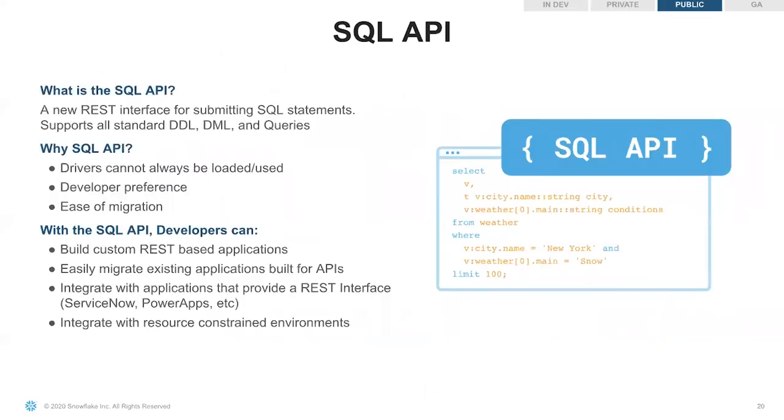Another feature that is now in public preview that was announced last month was the ability for developers to start using APIs inside of Snowflake. And this is a new REST interface for submitting all SQL statements. And it's for those organizations that, for whatever reason, can't load drivers, or it's just a developer's preference, and they're looking to migrate other applications into Snowflake. This is going to make it much easier, much simpler, and is really one that's gotten a lot of excitement from our customers that will now be able to start doing things via an API that they had been hoping to do for quite a bit inside Snowflake. And now it's becoming a reality with the announcement of this feature being publicly available.